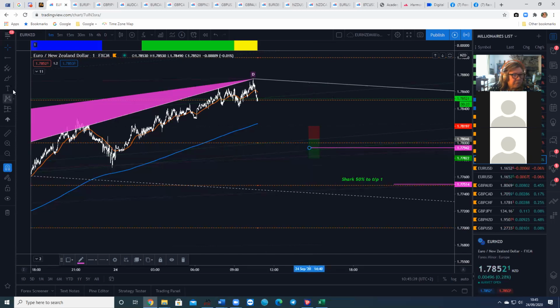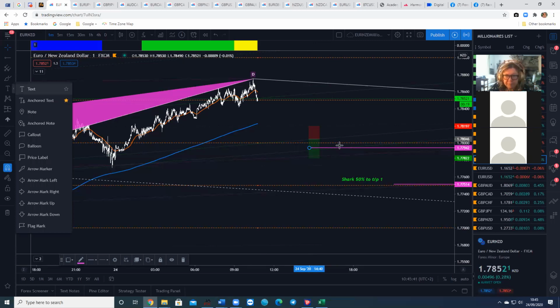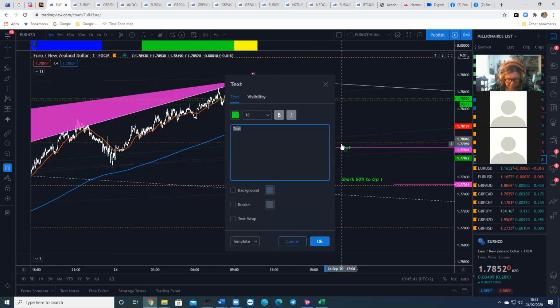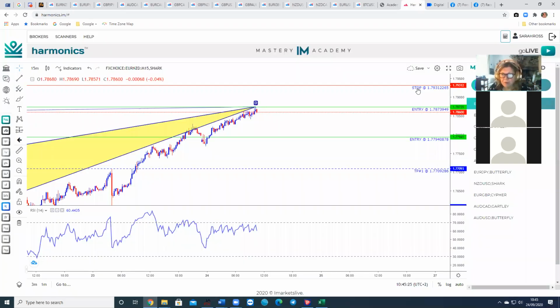I'll just put myself a note on there. Second entry meaning first entry, you don't get in on that. That's your second entry on a shark. I don't know why there's 2 entry points. I've never actually asked that question. I will look that up. Okay, let's go to Euro GBP.